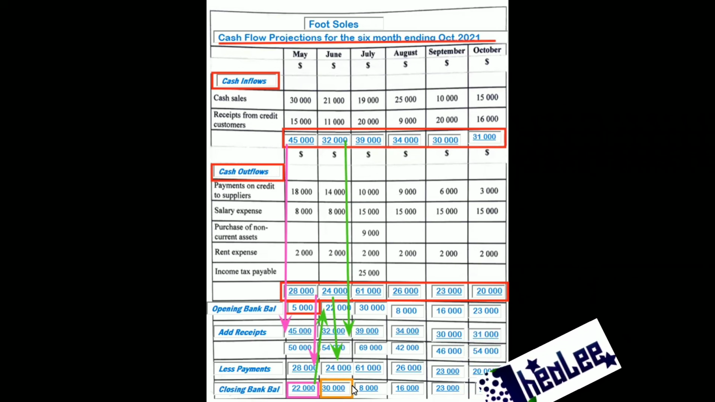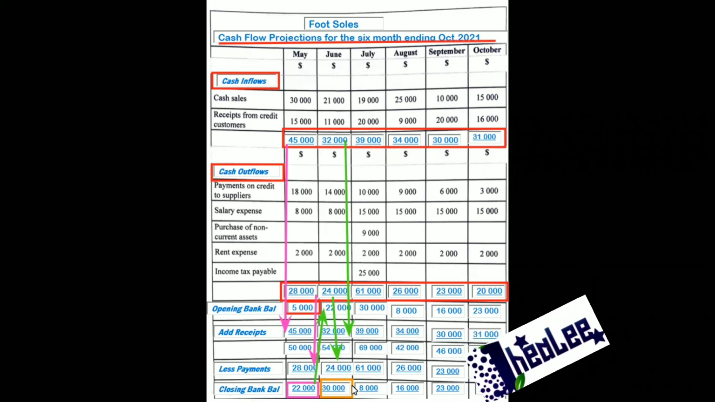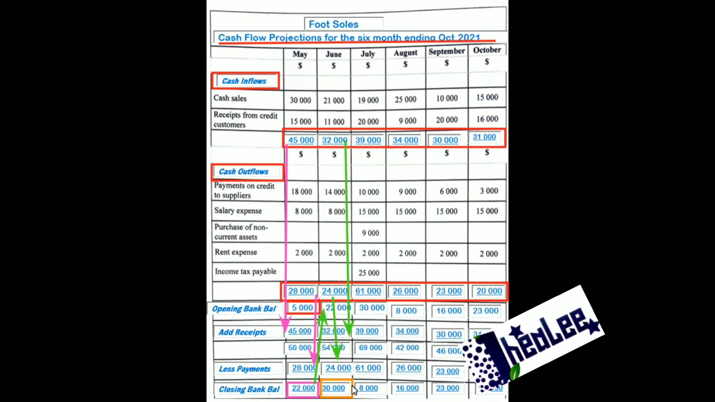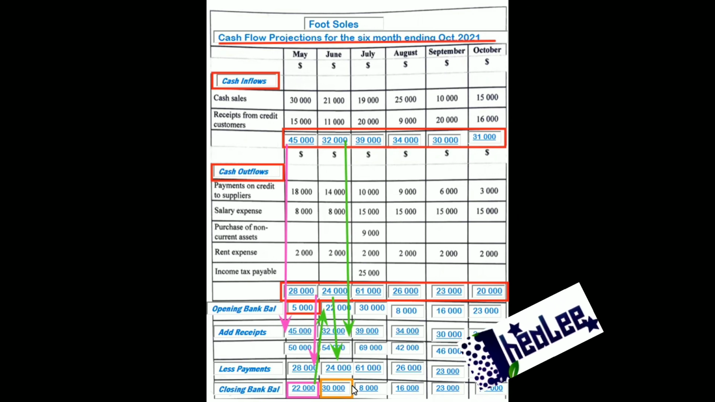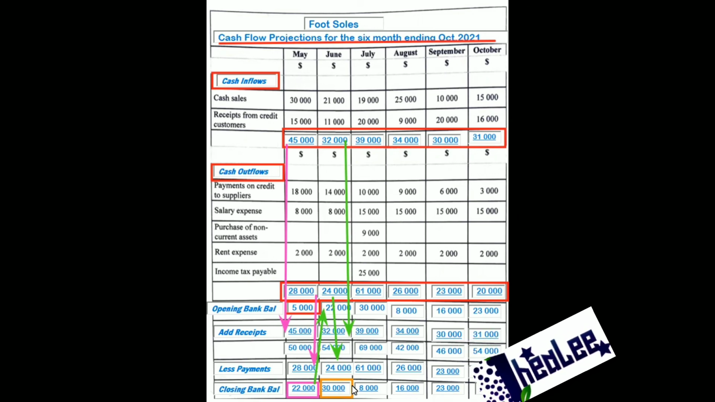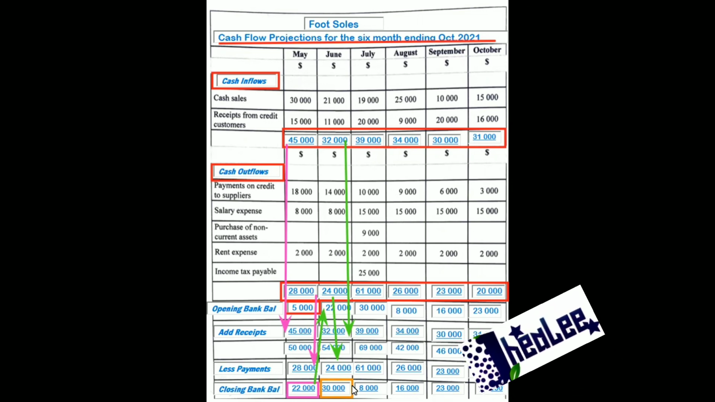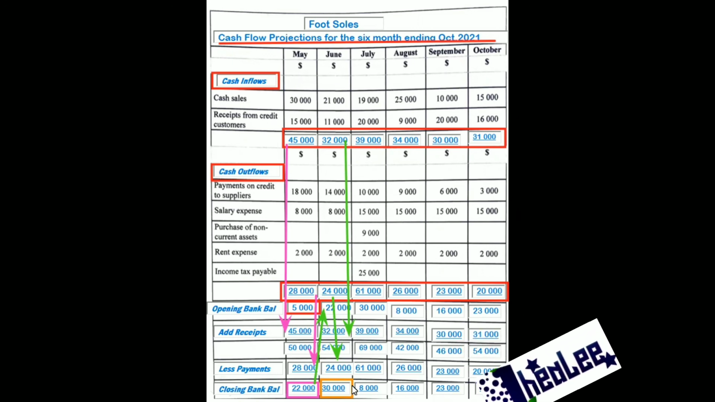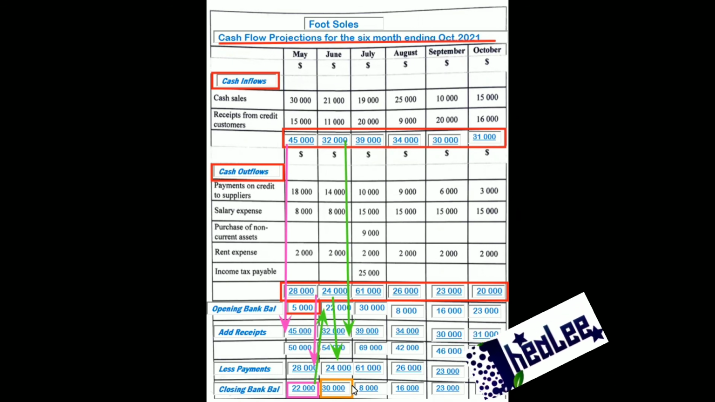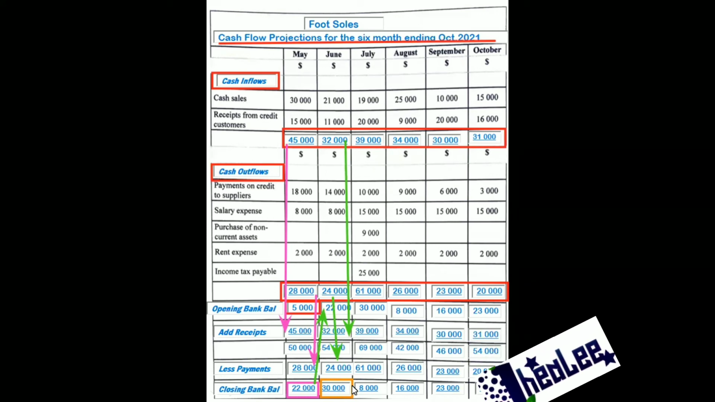So that is the motion in completing the balancing section of the cash flow statement. So you start with your opening balance, add your receipts, less your payments, and that gives you the closing balance. Do remember, the closing balance from the previous month becomes the opening balance for the next month. Okay, so that completes the response for question 4.